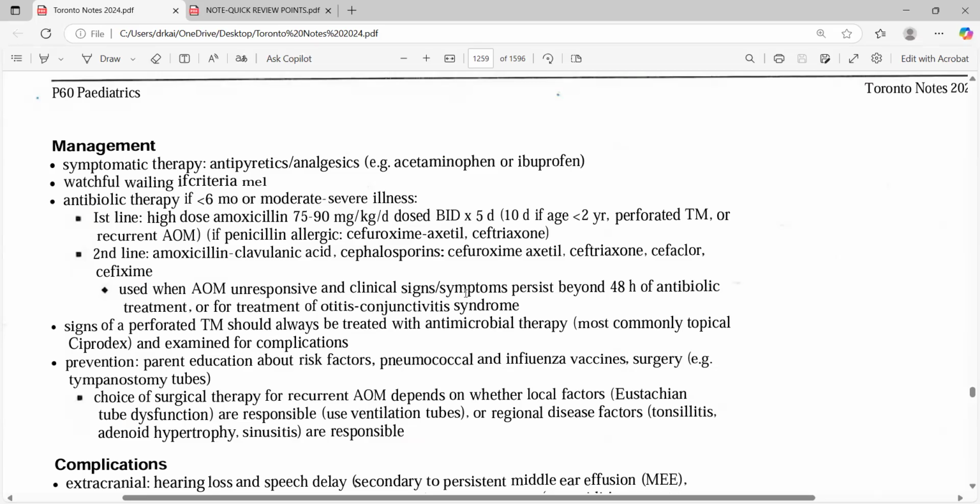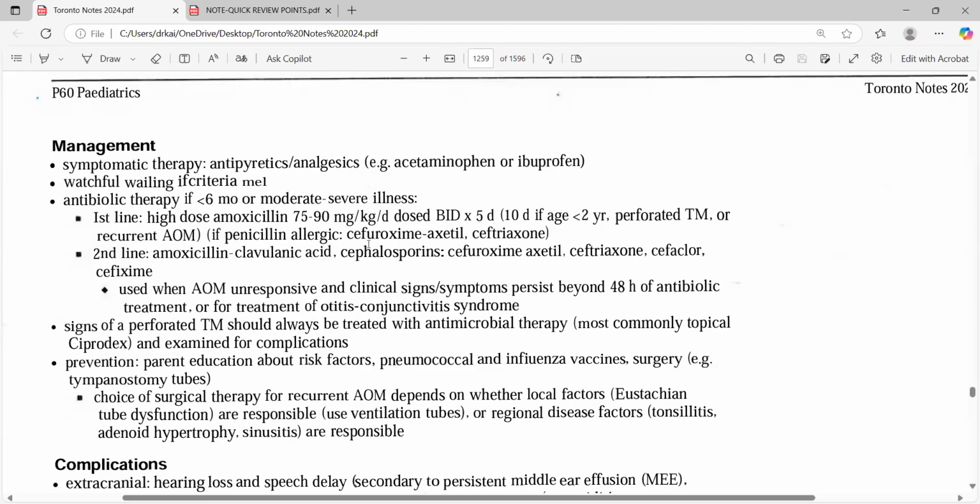So management is basically, obviously you have to give antipyretics, okay? Watchful waiting if the criteria are met, as we already saw the child is doing okay. Then comes the antibiotic, if less than 6 months or moderate to severe illness. In that case it is not just amoxicillin, you need to know high dose amoxicillin. You don't need to remember the doses like 75 to 90 milligram per kg per day or whatever it is. Just remember it needs to be written as high dose. In the MCQs they might give you amoxicillin, low dose amoxicillin, high dose amoxicillin, so you need to know it's high dose amoxicillin.